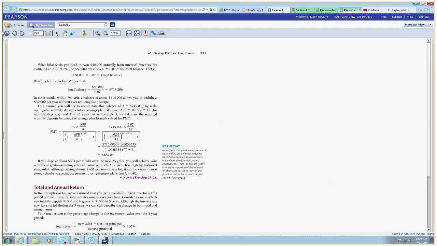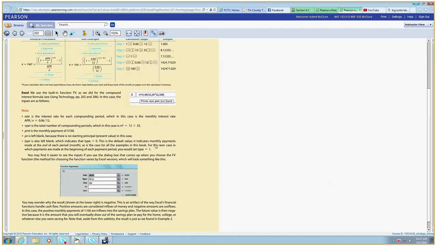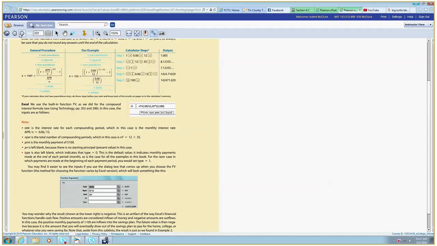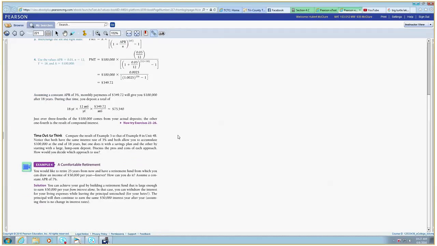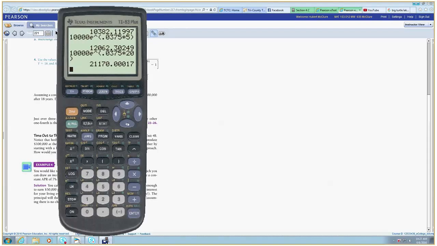Let me go remind you what the question said. You'll quit coughing for 5 seconds. Yep, it's all our fault. Right here, 50,000 per year, APR of 7%. So at that point, you need to take 50,000 and divide by 0.07. Somebody do that with your calculator. Okay, 50,000 and divide by 0.07. And that's the number you want.